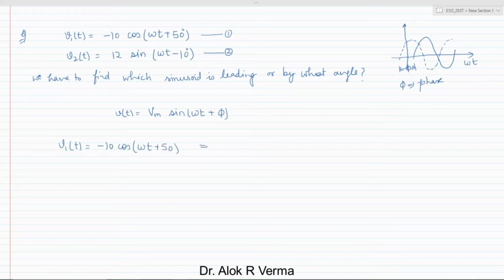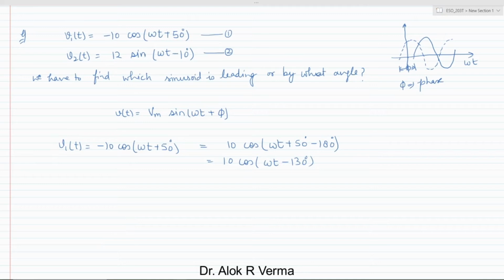So this we can write using some trigonometry. Just to take care of this minus sign, we can write it as 10 cos by giving a phase shift of minus 180 degrees. So cos(omega t plus 50 minus 180). A negative cos is shifted by 180 degrees of phase, so the minus sign will be taken care of. This will become 10 cos(omega t minus 130 degrees).